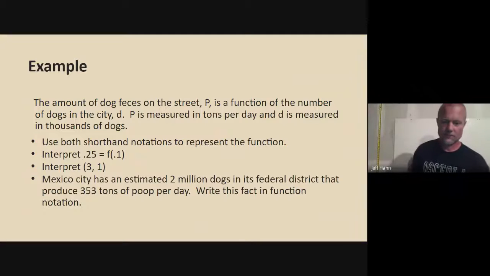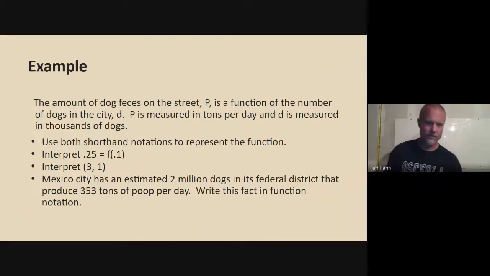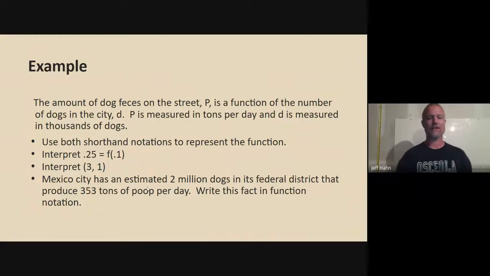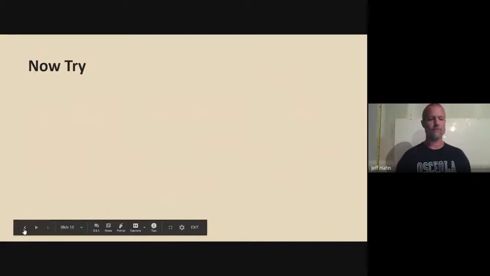Mexico City has an estimated 2 million dogs in its federal district that produce 353 tons of poop per day. Write this fact in function notation. I think that's the last one. I gotta go back. There you go.